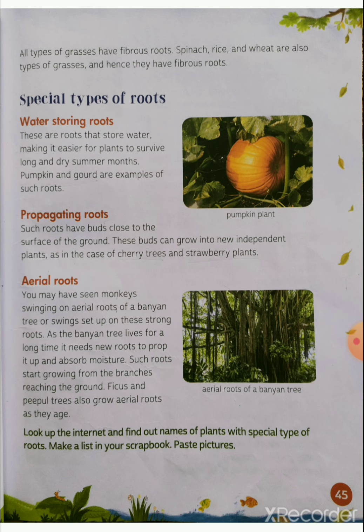Number 3 are the aerial roots. If you have seen a banyan tree, you will see that many roots hang from the branches. Many long roots hang from the branches. These are called aerial roots. As the banyan tree lives for a long time, it needs extra roots to support it and absorb more moisture. So the aerial roots help the banyan tree to absorb extra moisture and support its huge body. Ficus and peepal also grow aerial roots as they become older and older.